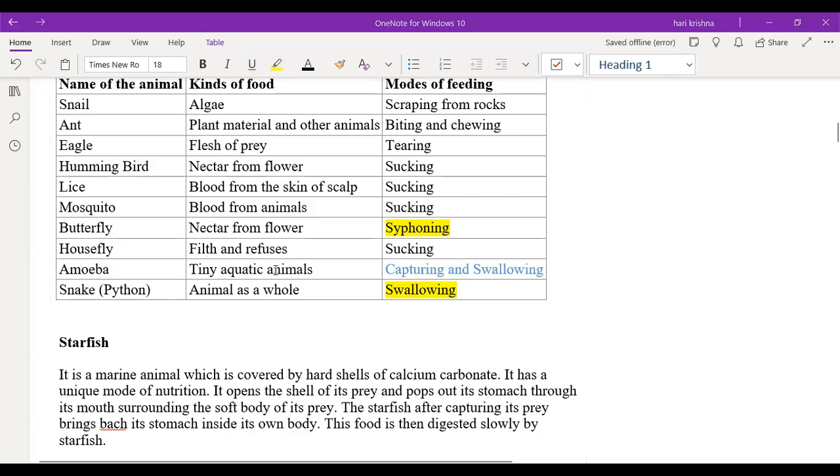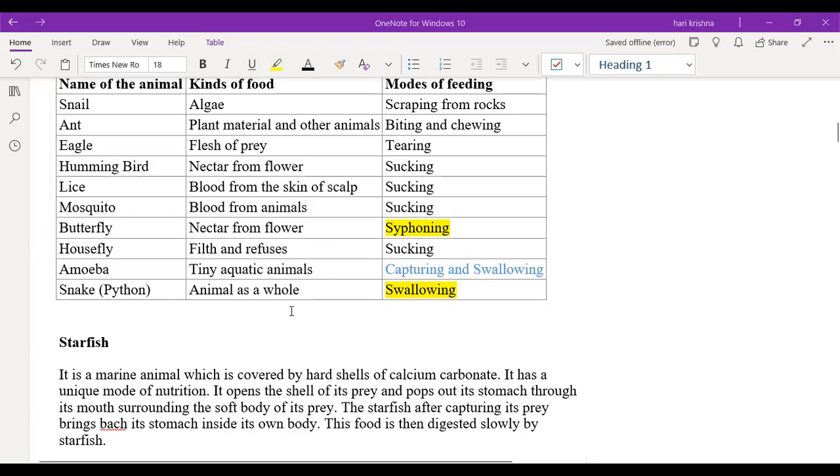Okay. So generally the python will eat the complete animal. Sir, it swallows first, right? It kills its prey first and then it eats, right, sir?